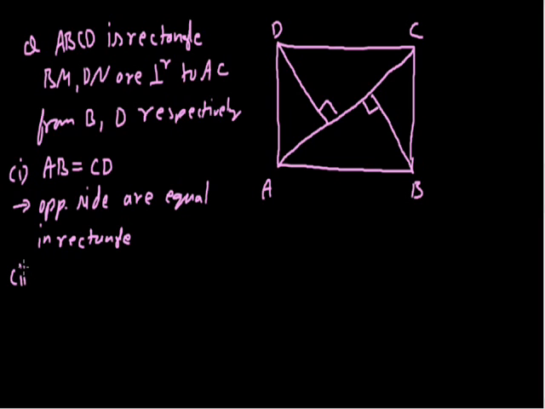Now the second statement: angle BMA equals angle DNC. We have to give the reason why these two angles are equal. Angle BMA, so this is M and this is N.